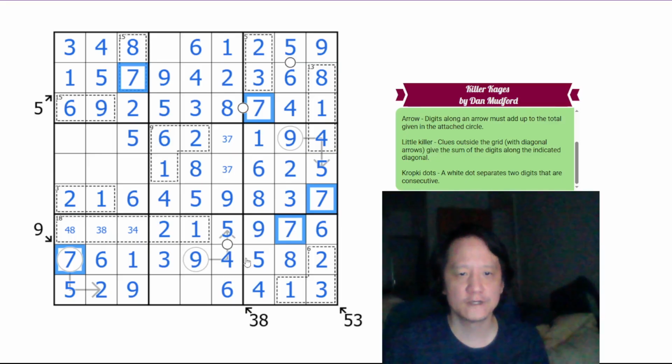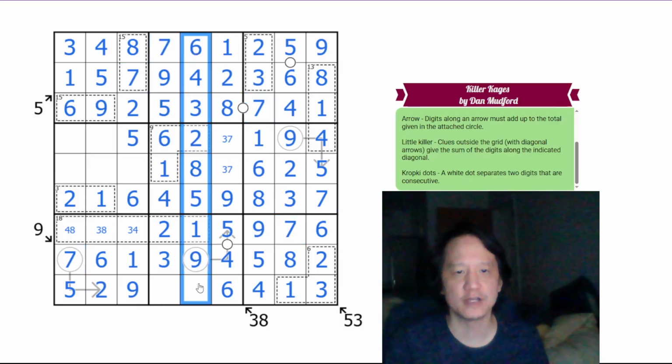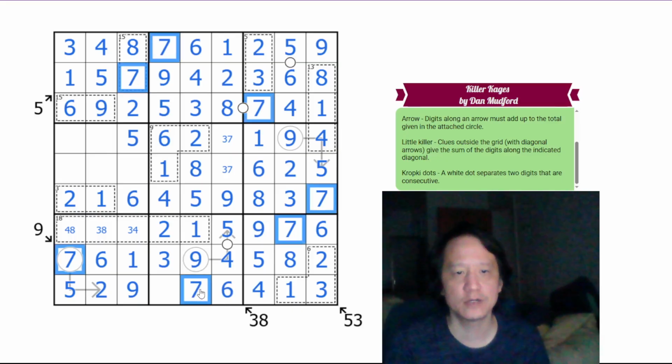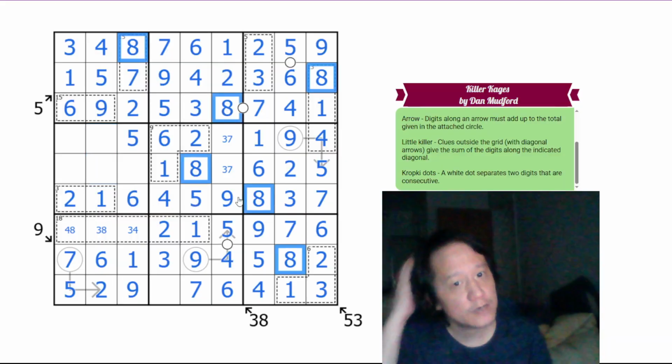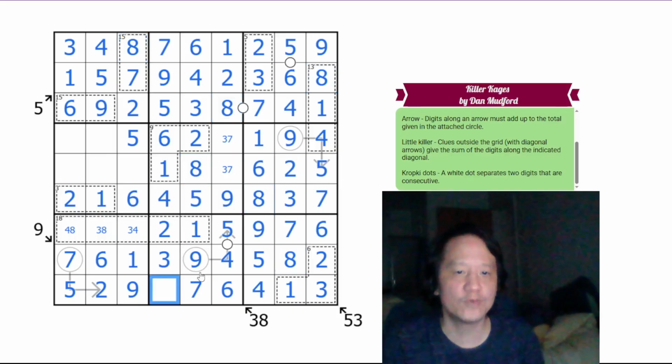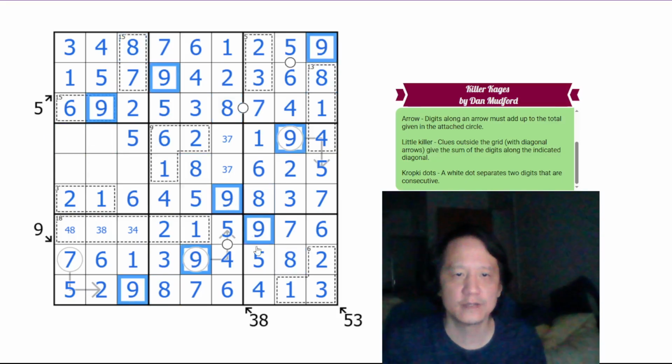7s. Where is the 7 in row 1? It must be there. Where's the 7 in column 5? It must be there. And we don't have any other information about 7s. So let's go to 8s. Where's the last 8 in column 4? It must be there. We don't have any extra information about that then.